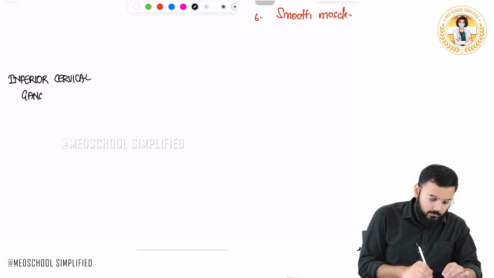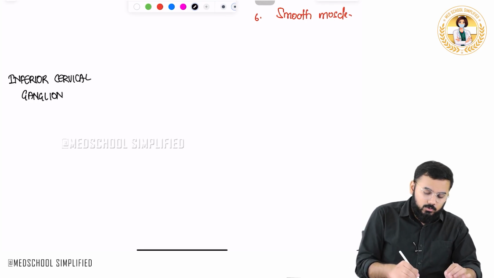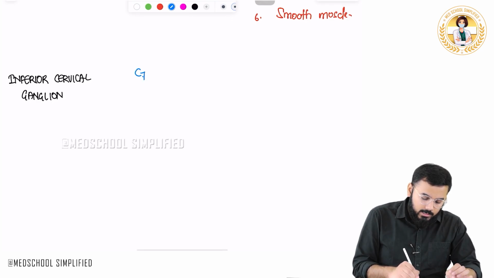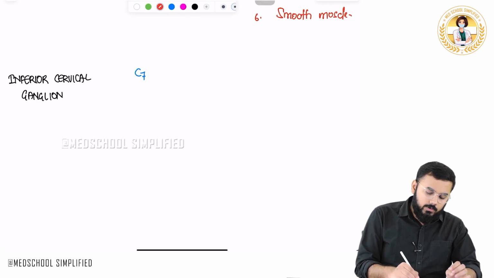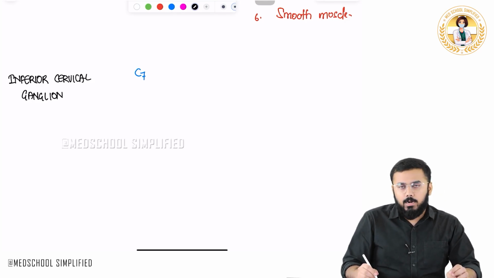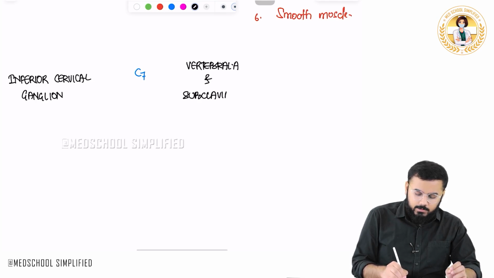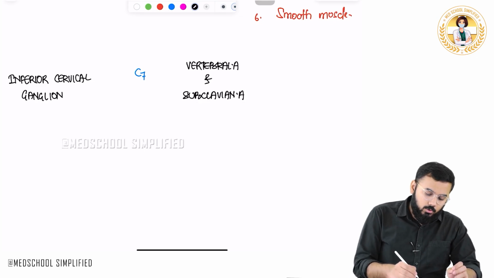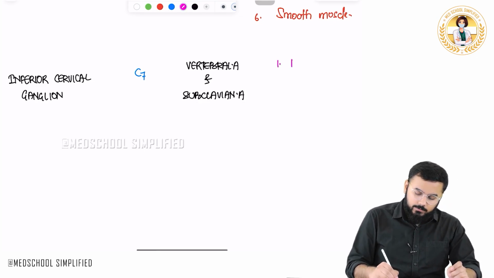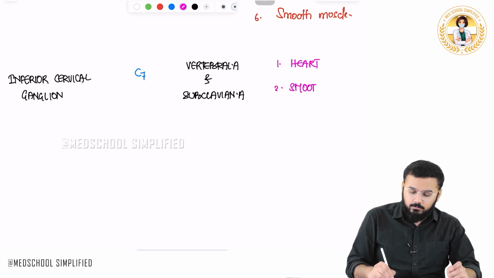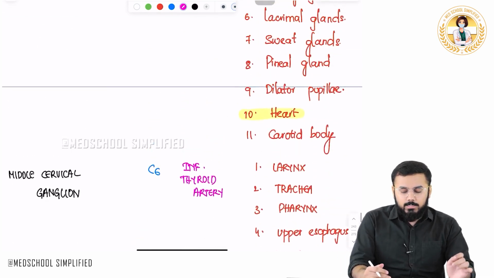Next, the inferior cervical ganglion. Obviously, it starts at the level of C7. Next, what are the arteries over here? There are two important arteries. One is called the vertebral artery, another is called the subclavian artery. So, to which organs does it supply? One is the heart and the second is your smooth muscles.